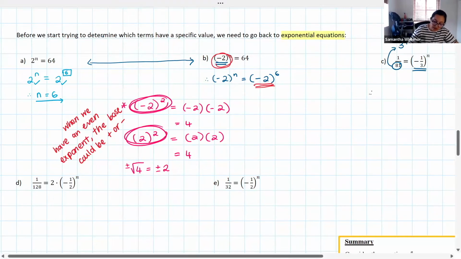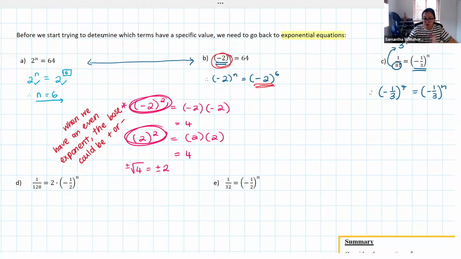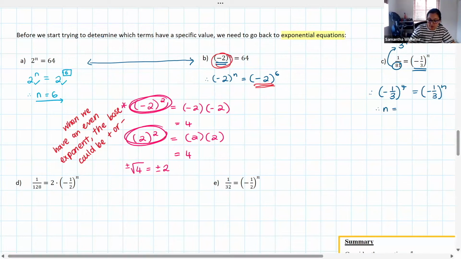And so what that means is I could actually just have (-1/3)^4 is equal to (-1/3)^n. Because remember, the goal is to make the bases the same so that we can work with the exponents. This (-1/3)^4 still gives me 1/81. Yes, it's negative, but because I'm saying a negative times a negative times a negative times a negative, I end up with a positive fraction in any case. So there's nothing wrong with that. And so we're able to then solve that n is equal to 4.